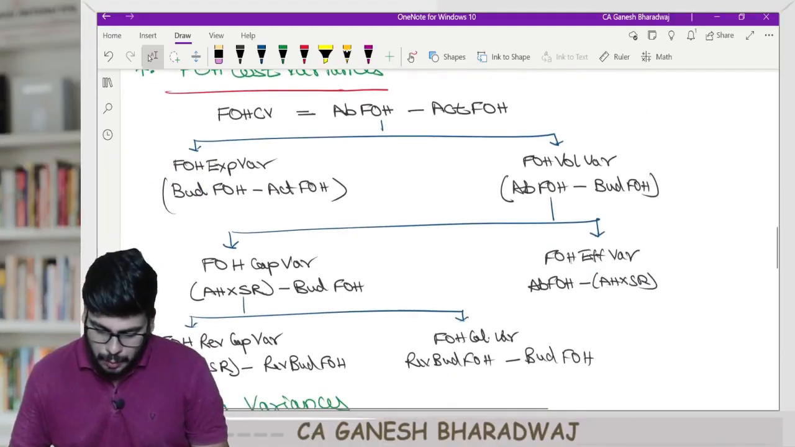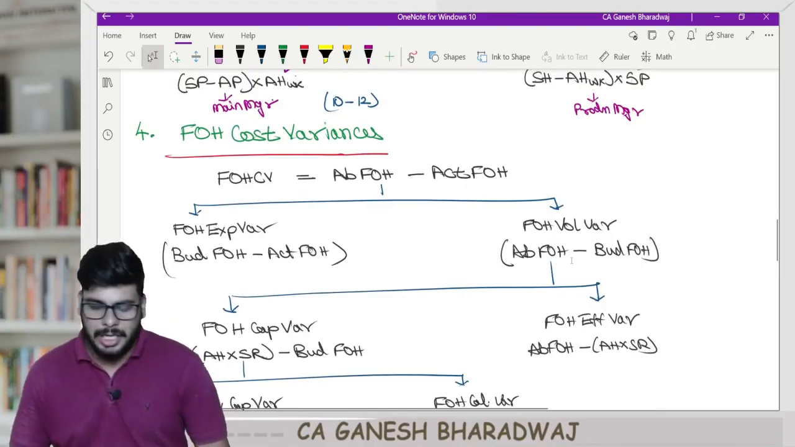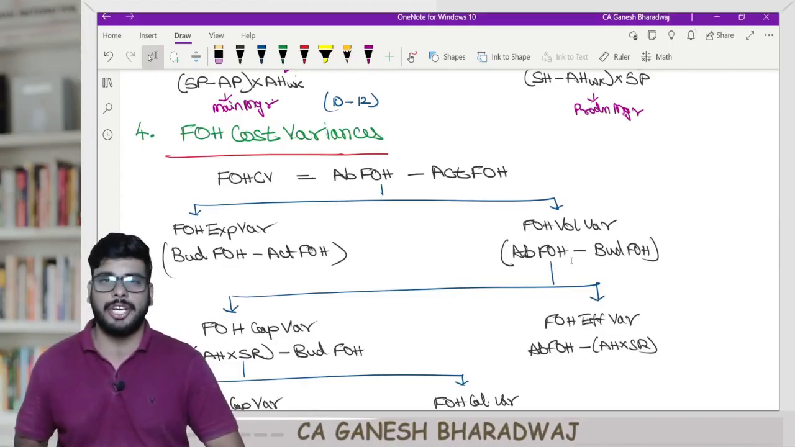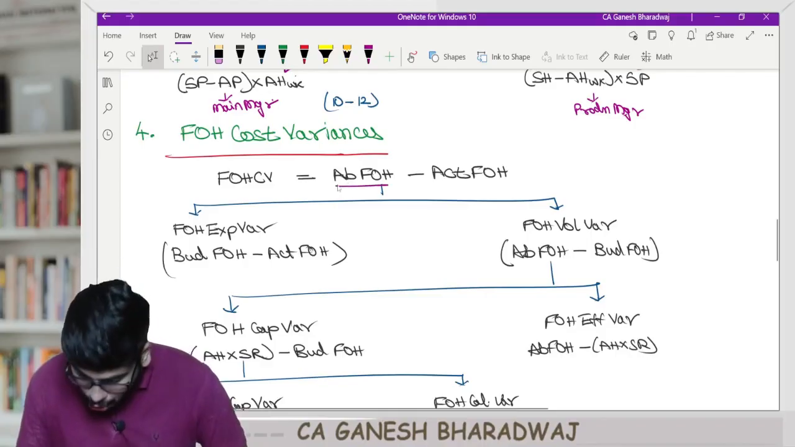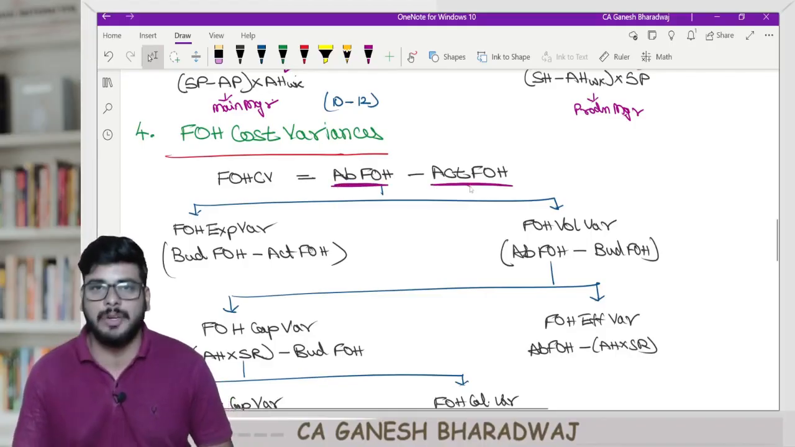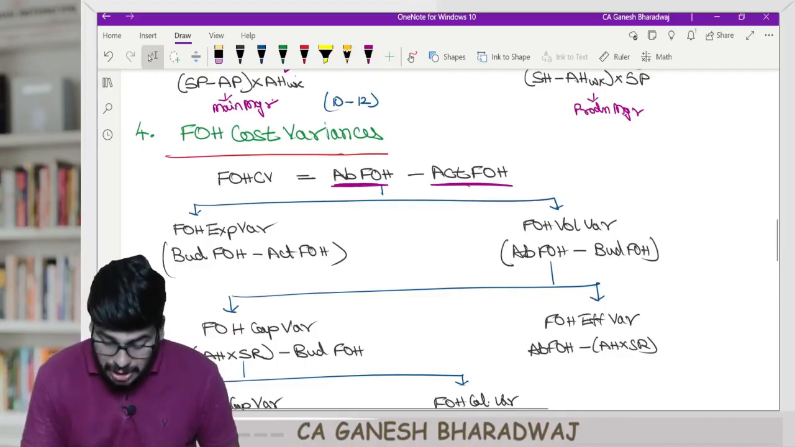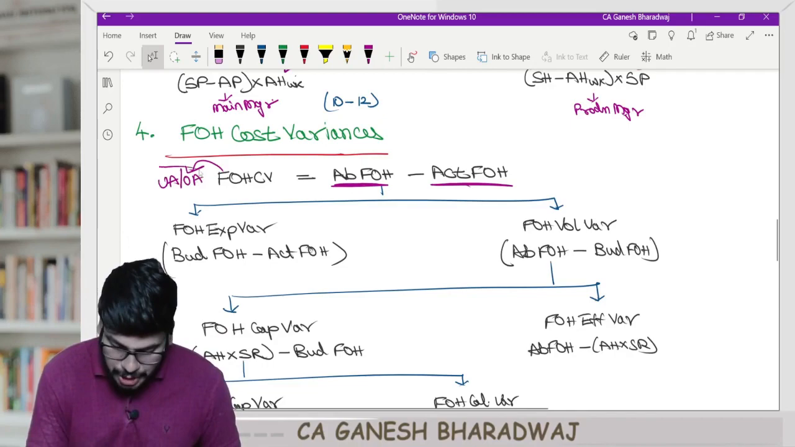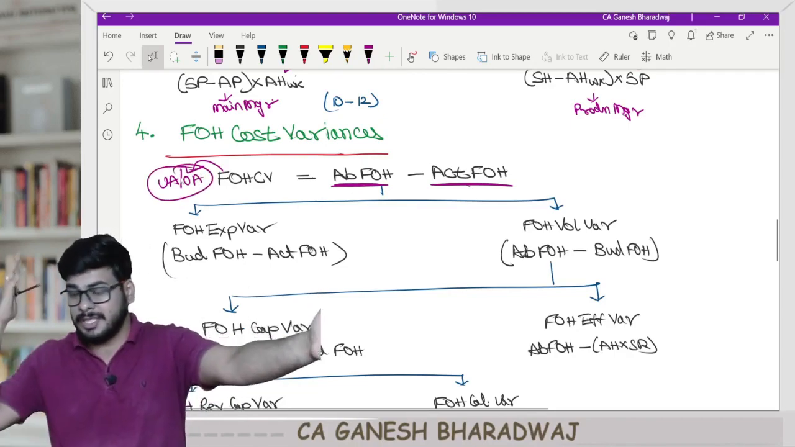Now, let's go on to the next one, which is fixed overhead cost variances. Fixed overhead cost variances are completely a different animal altogether. Here, we compare what with what? We compare absorbed fixed overheads with actual fixed overheads. So, basically, fixed overhead cost variance represents what? Under absorption or over absorption. Many students think that it is standard fixed cost versus actual fixed cost.